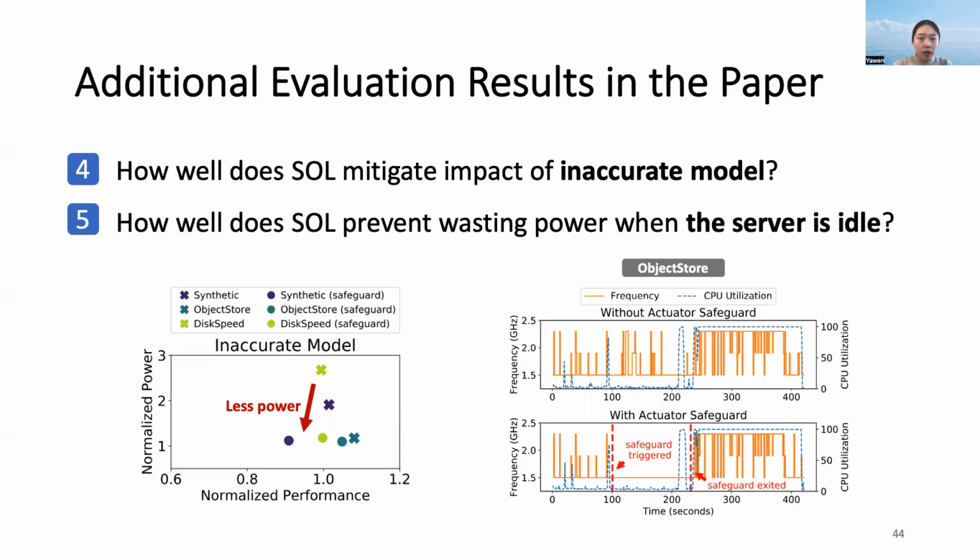Due to the limited time, I won't be able to go over the complete set of evaluation results for SmartOverclock, so I invite you to read more about them in our paper.